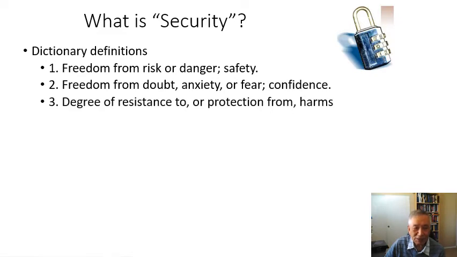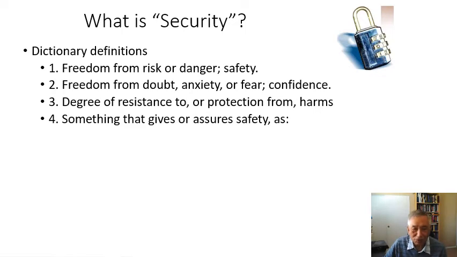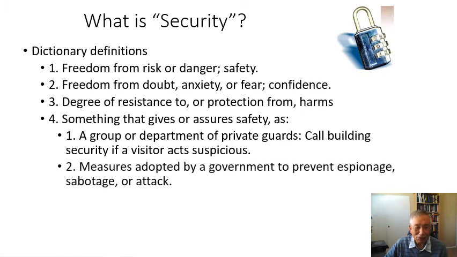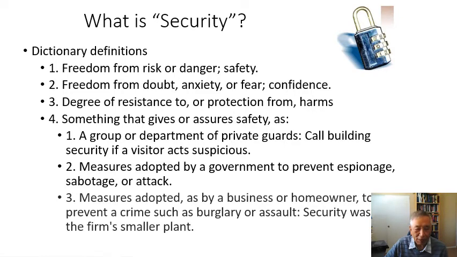Then there is the degree of resistance to protect from harm. Then something that gives assured safety, such as a group or department of private guards called security, or measures adopted by government to prevent espionage, sabotage, or attacks, or measures adopted by a business or homeowners to prevent crime. Like locking your door every day, or a security alarm in case somebody intrudes into your house. That's the idea.